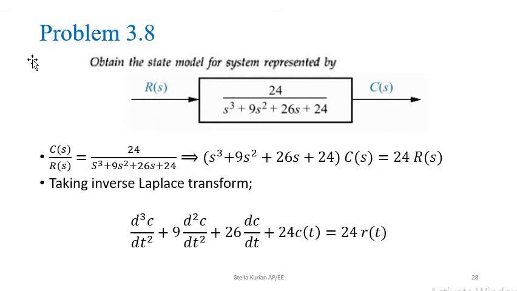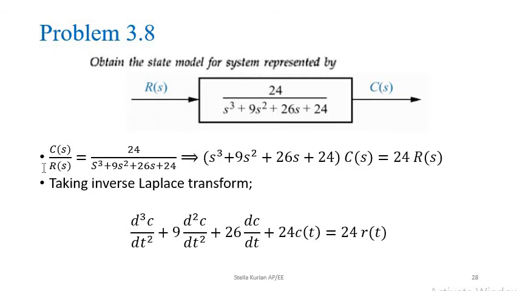Till now we saw how to extract the state space model when the differential equation was given. Now we will see if the transfer function is given directly, how to extract the state space model. So here the transfer function is given as c of s by r of s will be equal to 24 divided by s cube plus 9s square plus 26s plus 24. So here if you are cross multiplying it, you will be getting s cube plus 9s square plus 26s plus 24 into c of s.